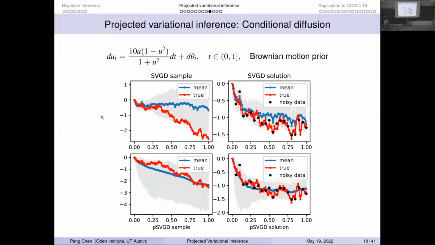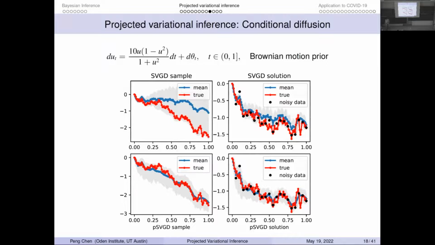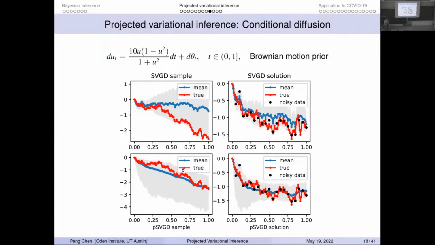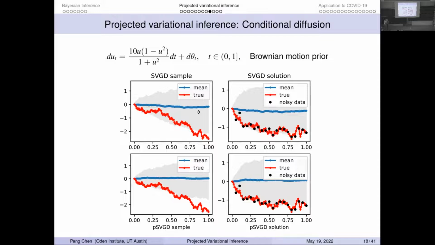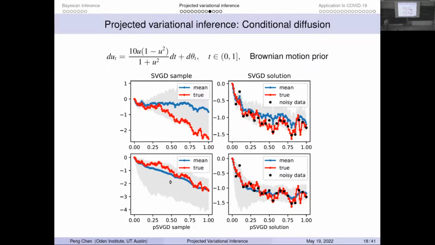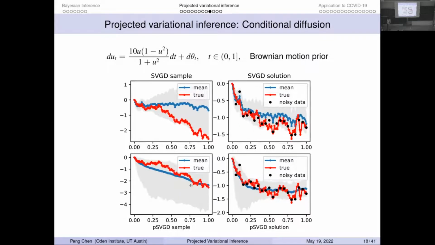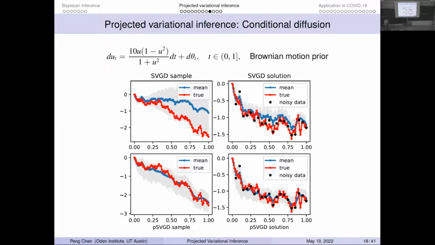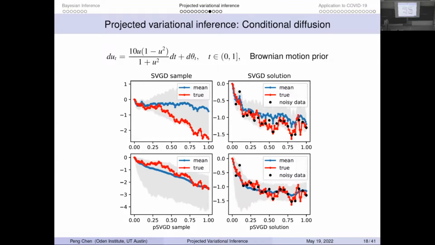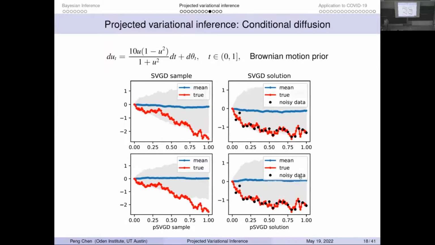So now we can run the two different algorithms: one is SVGD, the other is the projected version. We can see clearly that the posterior mean converges to the true posterior, but for the SVGD, it doesn't. Also, the credible interval covered by the samples, let's say the 90% credible interval, covers the true parameter quite well. On the left, you would see the samples. On the right, you would see their solution, with similar behavior.